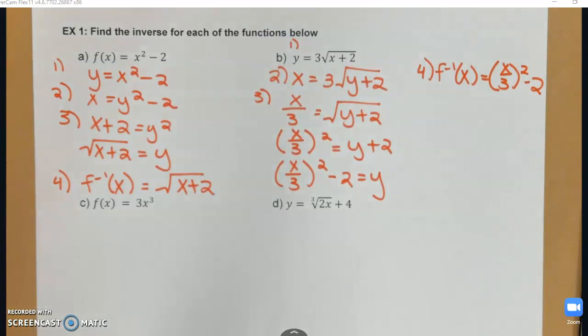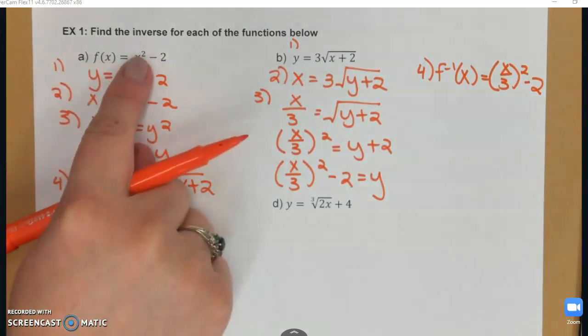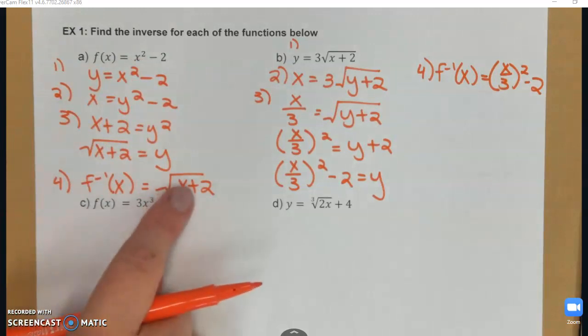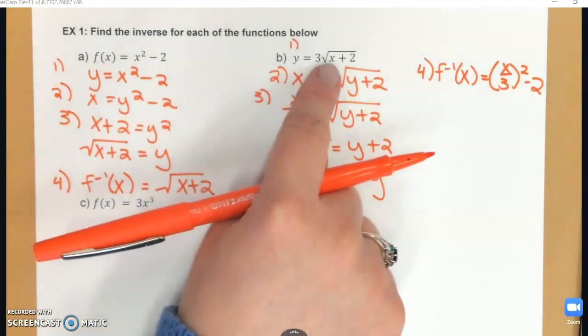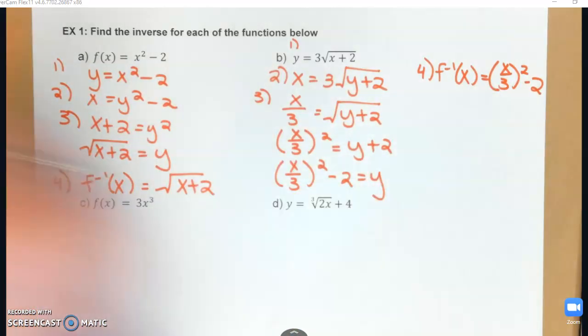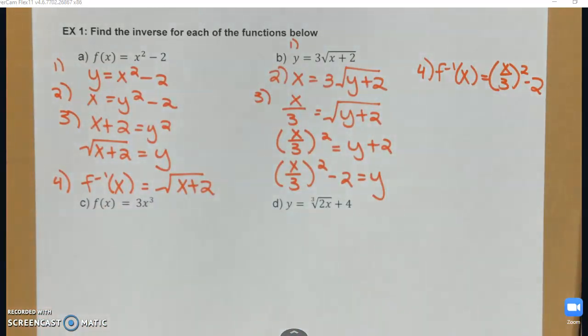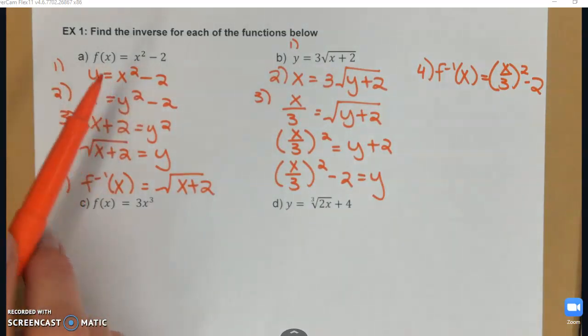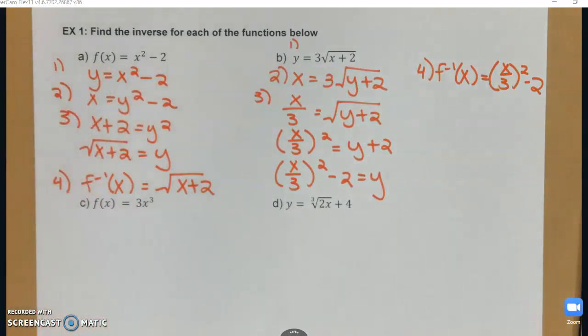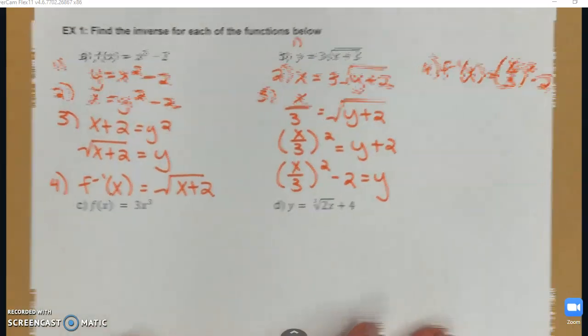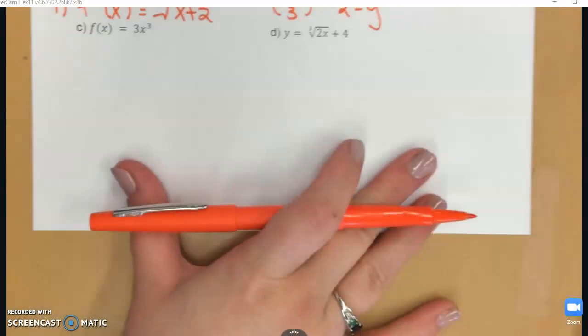Now, let's look at these. On A, I started with a quadratic and my inverse was a square root. On B, I started with a square root and my inverse was a quadratic. So, what this means is a quadratic and a square root are inverses of each other. So if you are finding the inverse or verifying inverses, you need to make sure that you have a quadratic and a square root in order for them to be possibly correct. All right, let's do this again on C and D.